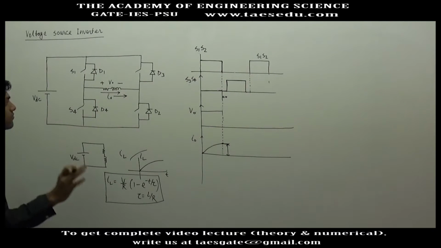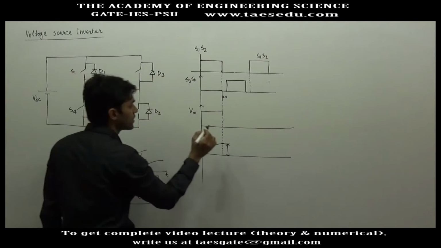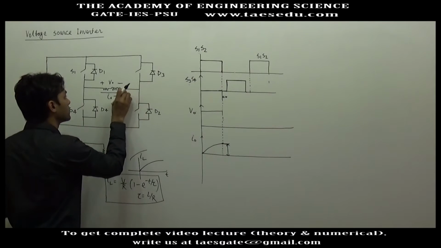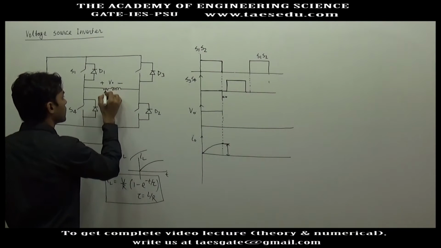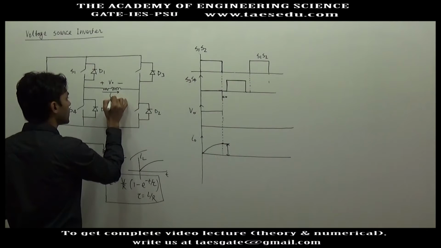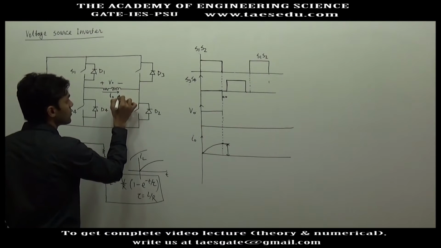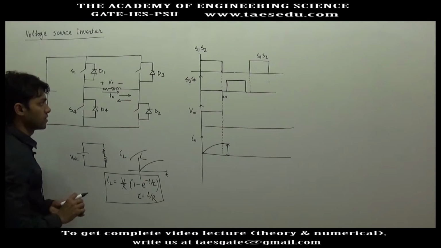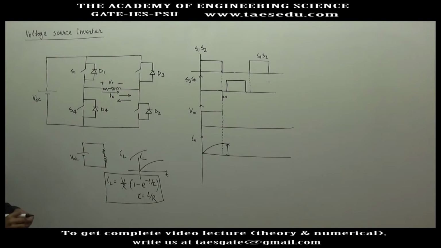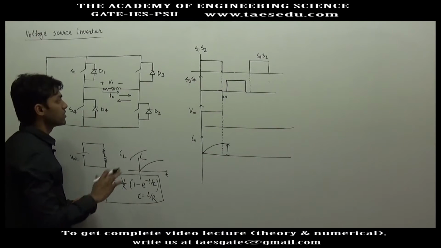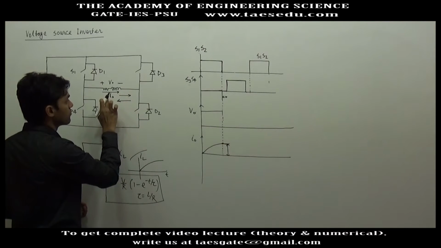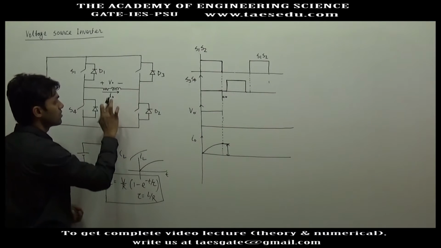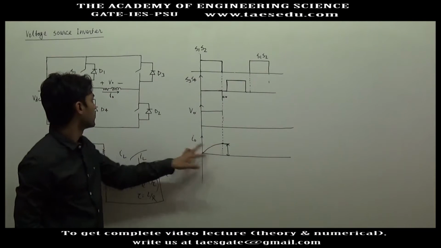Now if we have diodes in this fashion, what will happen at this point? Inductor current has to flow from left to right. If I take the reference I0, this direction will be called the positive direction of current and this direction will be negative. So if I say the current is positive, you will understand that current will be flowing from left to right. So we have a positive amount of current here.